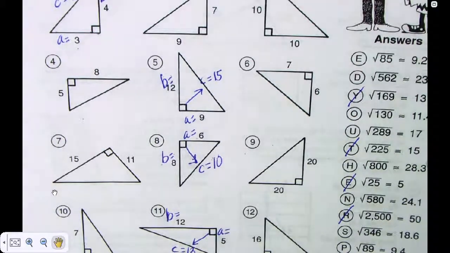Well, yeah, we could. You're right, Mason. Mason said you could find any side. Yes. Yeah, not just the hypotenuse. You could find A, B, or C. We're going to use this. Okay? Does everybody get it?